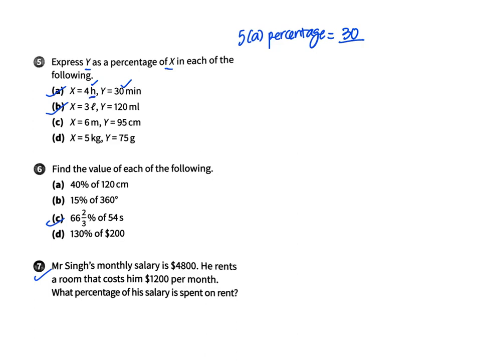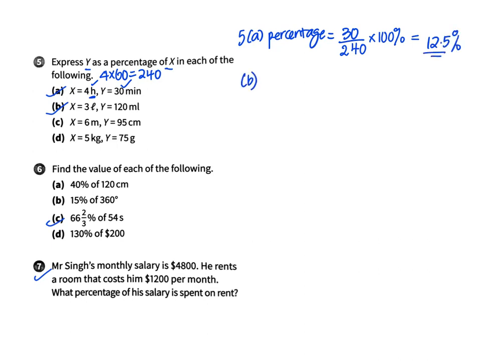But now this is hours. So what do we need to do? We need to change hours into minutes. 1 hour has 60 minutes. So 4 times 60 will give me 240 minutes. So that will be 30 minutes out of 240 minutes times 100%, which gives me the answer 12.5%.